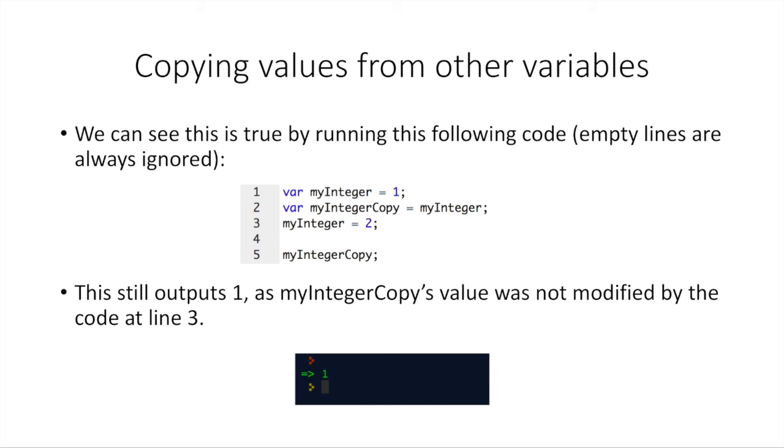So in this case, the output of myInteger copy is 1, because even though we changed myInteger on line 3, the data was already copied into myInteger copy on line 2, and the code runs down. It doesn't go back up.